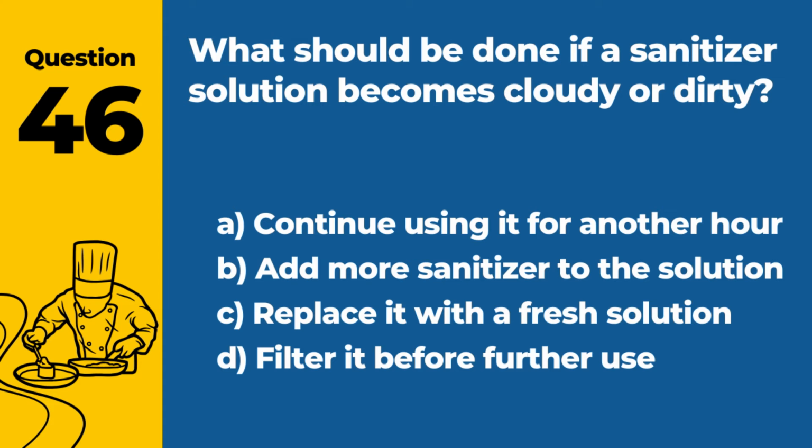Question 46. What should be done if a sanitizer solution becomes cloudy or dirty? A. Continue using it for another hour. B. Add more sanitizer to the solution. C. Replace it with a fresh solution. D. Filter it before further use. Answer: C. Replace it with a fresh solution. If a sanitizer solution becomes cloudy or dirty, it should be replaced with a fresh solution to ensure its effectiveness.